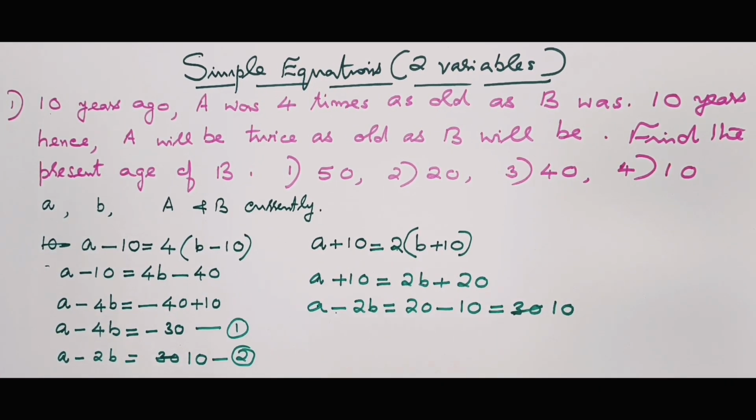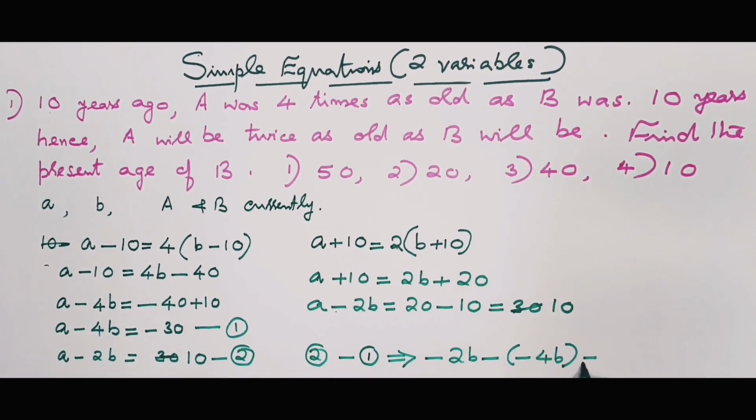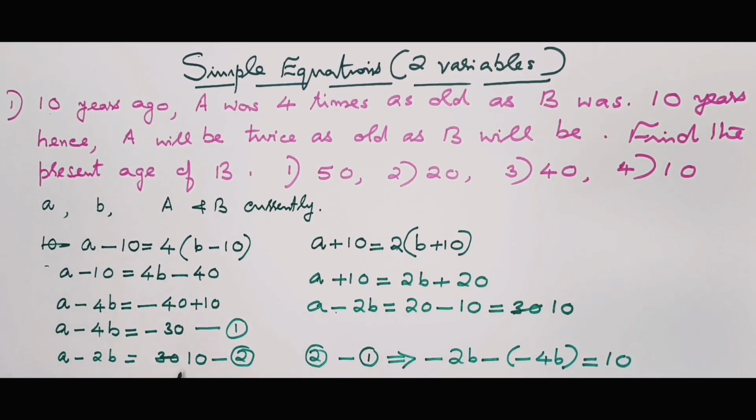Now the problem is about finding current age of B. So let's get rid of A. All you need to do is subtract equation 1 from 2. A and A will cancel out. We begin with second equation. So write minus 2B minus 4B equals, on the right side you have what? 10 is there for the second equation.